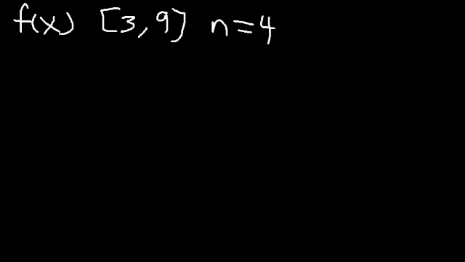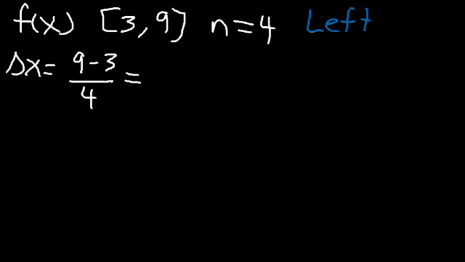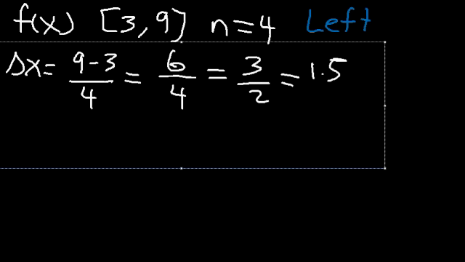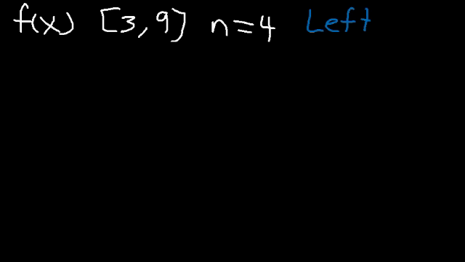Now let's try an example using the left endpoints. So let's say we have a function f of x bounded by the interval 3 to 9, where n is 4, where we're going to have 4 rectangles. And we're going to use the left endpoints. So let's calculate delta x. It's b minus a, which is 9 minus 3, divided by n. And n is 4. So 9 minus 3 is 6. 6 divided by 4 reduces to 3 over 2, which is 1.5. So delta x is 1.5.